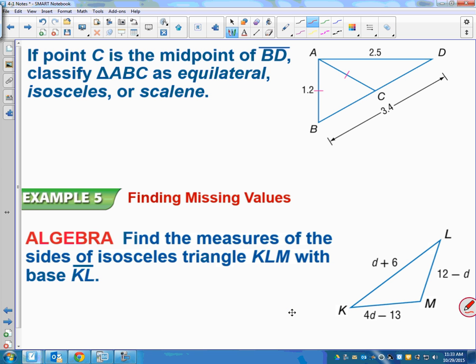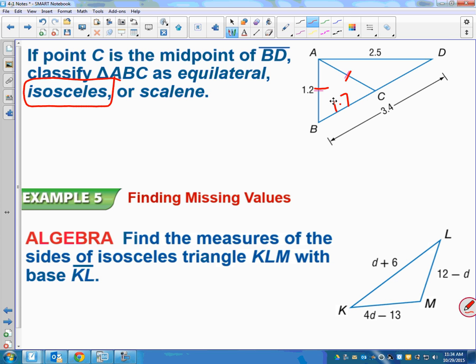So number 7. Again, they tell us C is the midpoint of BD. Classify ABC as isosceles, equilateral, or scalene. So 3.4. What's half of 3.4? 1.7. So we know that these two are the same. 1.7 is not the same. I thought I misread it. So I think it's got to be isosceles, because they mark these two as the same, but 1.7 is not the same as that, right?